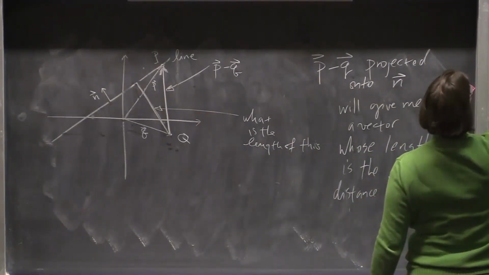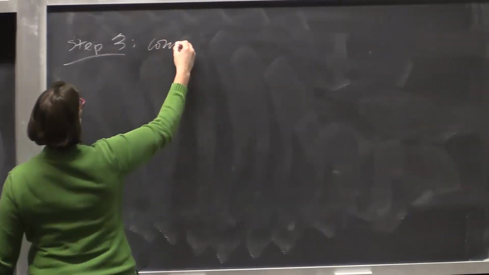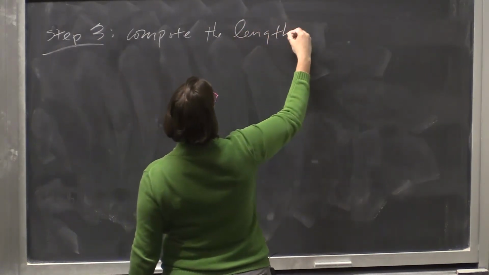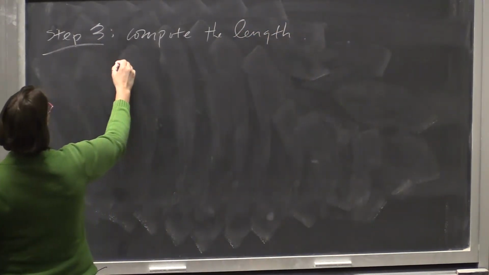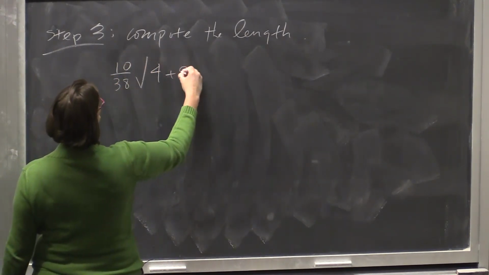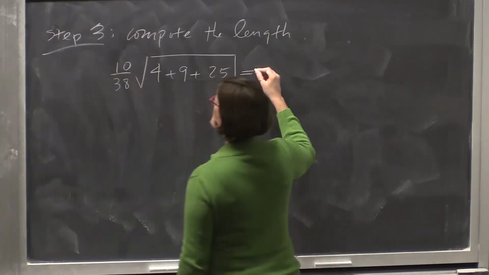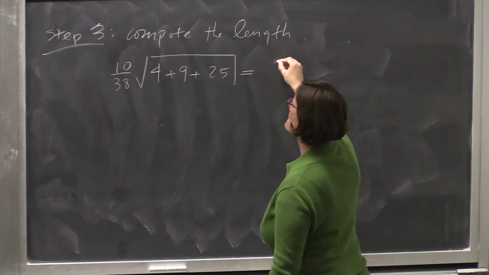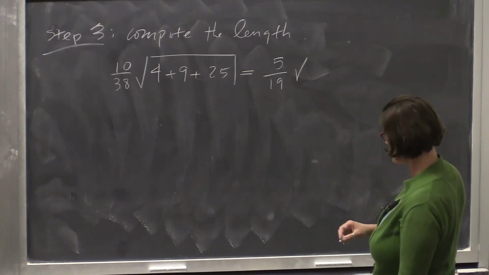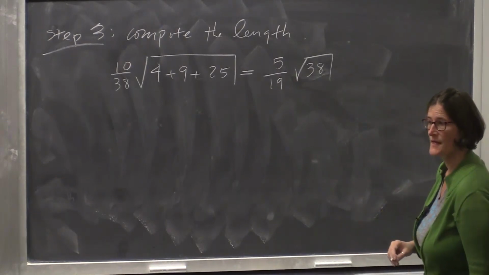So now, step 4, step 3, thank you, is compute the length. So that gives us 10 over 38 times the square root of 4 plus 9 plus 25. So that is 5 over 19 times the square root of, I feel like we've done this before, that's 38. At this point, you can stop. Yes?